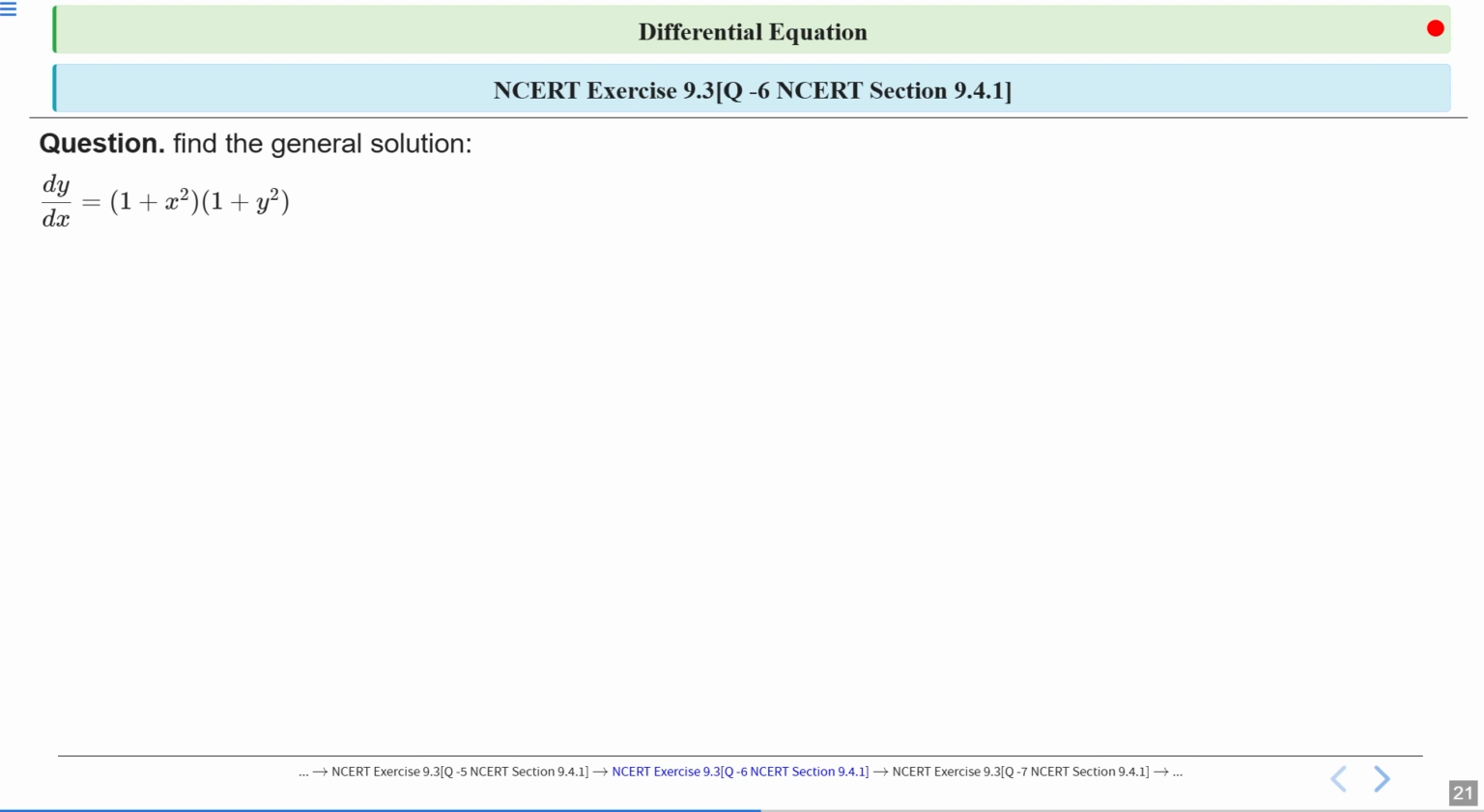Now question number 6 is, find the general solution of dy by dx is equal to (1 + x²)(1 + y²). It is in the exact form of dy by dx is equal to g(x) into h(y), a product of two functions. One is g(x), a function of the variable x, that is 1 + x², and we consider the other as h(y), with variable y, that is 1 + y². So just apply the variable separable method, separate the variables, and then integrate to find the general solution. Okay, so try.